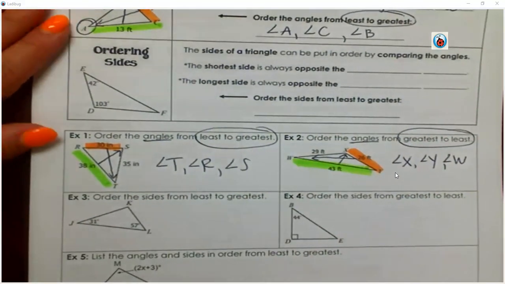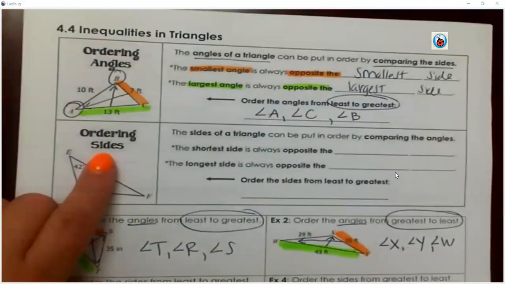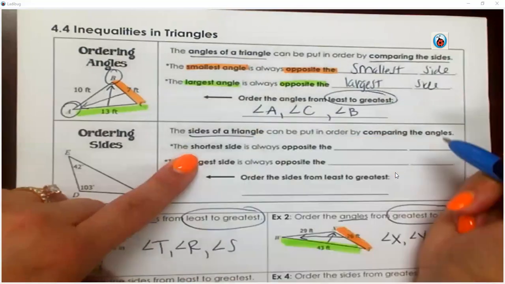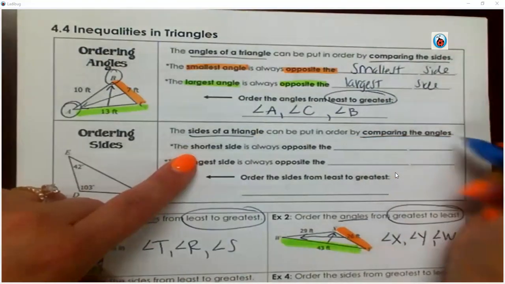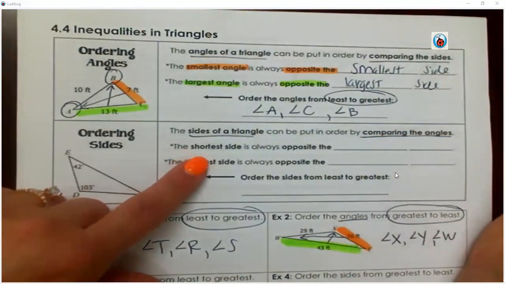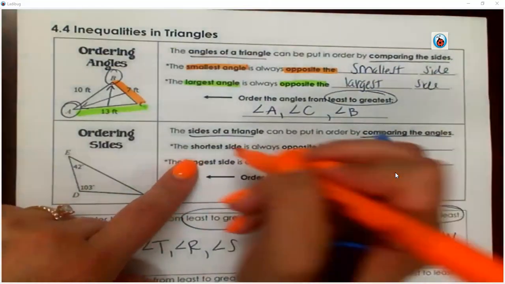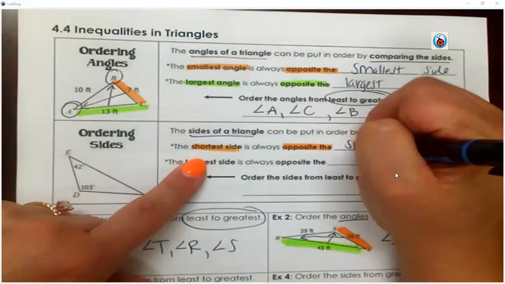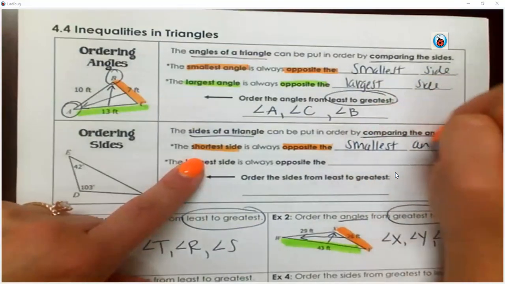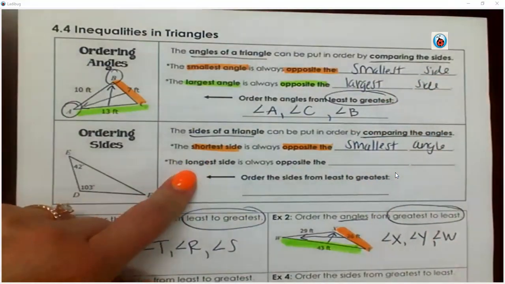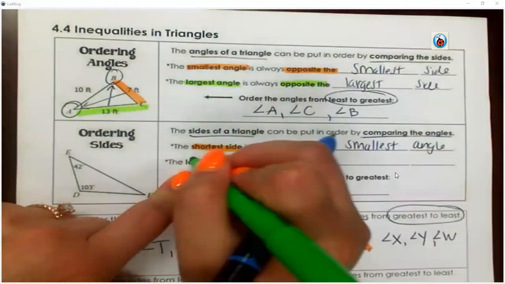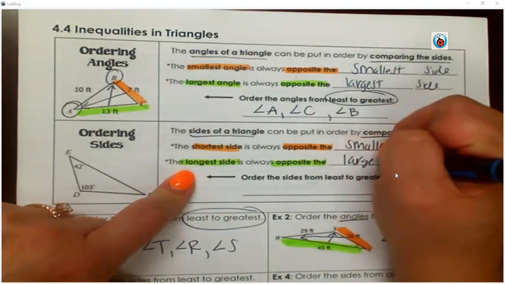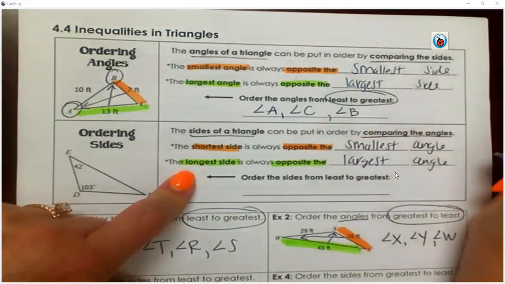Then you can also order by sides. In this case, the sides of a triangle can be put in order by comparing its angles. So it's the same concept. The shortest side is always opposite the smallest angle, and the longest side is always opposite the largest angle.